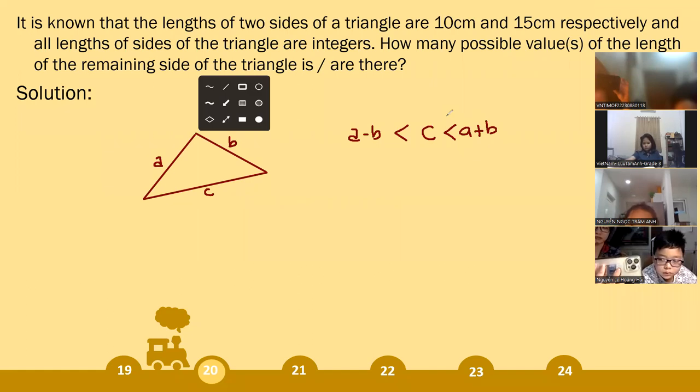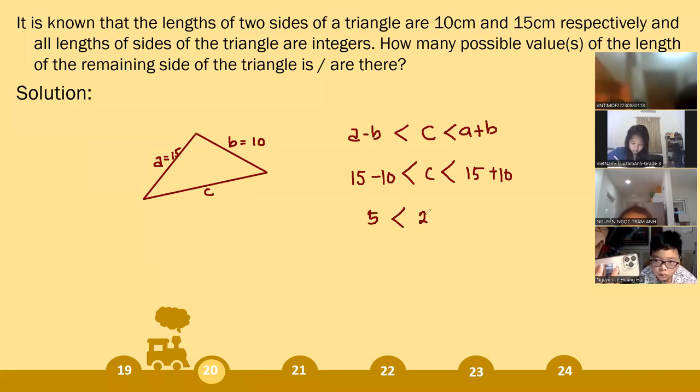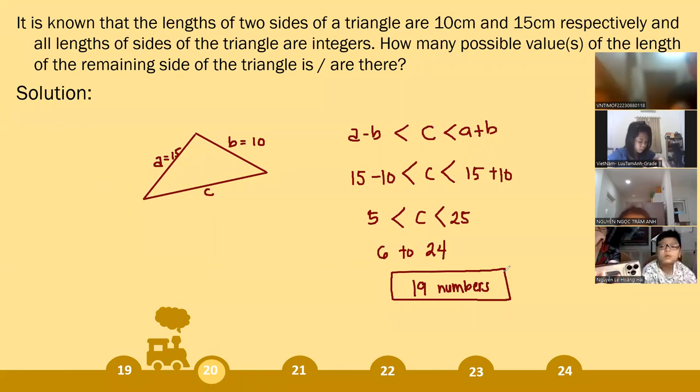Now, if this is 10 and this is 15, side C should be between 15 minus 10 and 15 plus 10. So side C should be between 5 and 25. So the possible values of C are 6 to 24. How many numbers are there from 6 to 24? We have 19 numbers, and that is your answer. You have 19 possible values of the length of the remaining side.